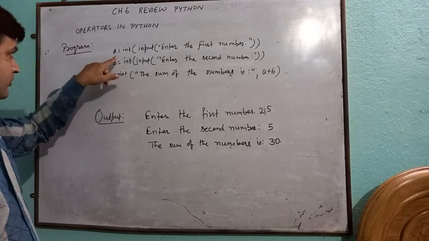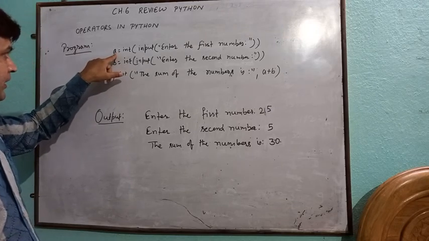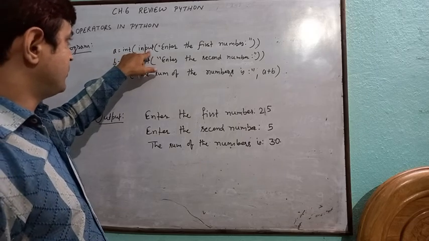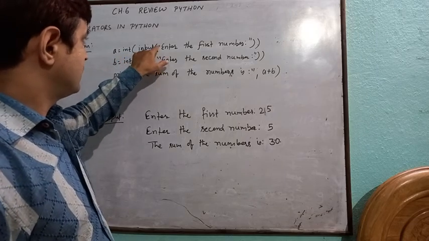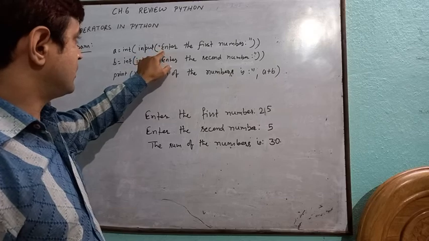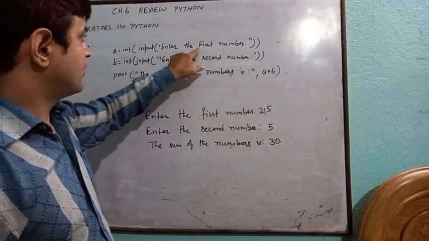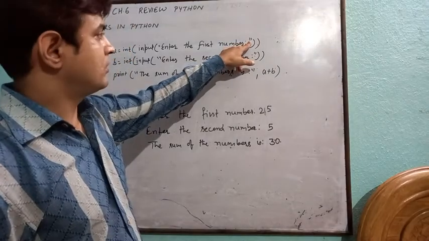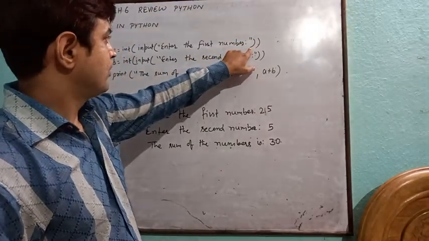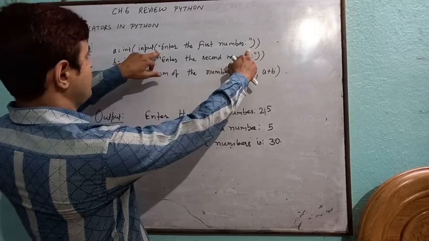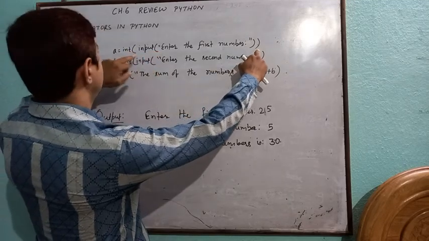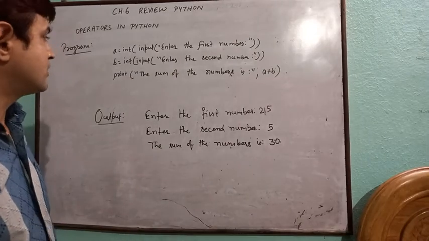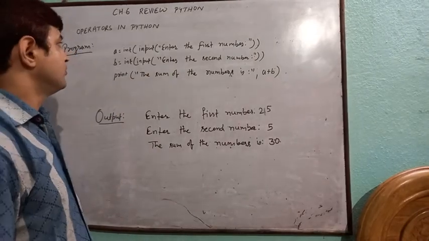Here the program, the first statement is: a equal to int, open parenthesis, input, open parenthesis, double inverted comma start, enter the first number, semicolon, double inverted comma closed, and first this open parenthesis has been closed, and then this. So let us first understand this meaning. The objective is to understand the input function.